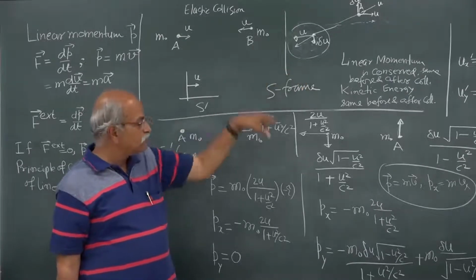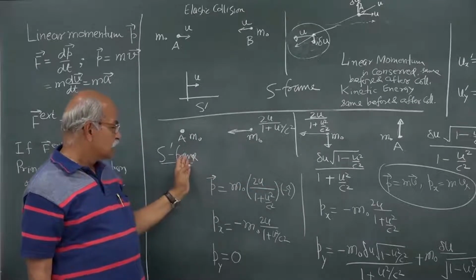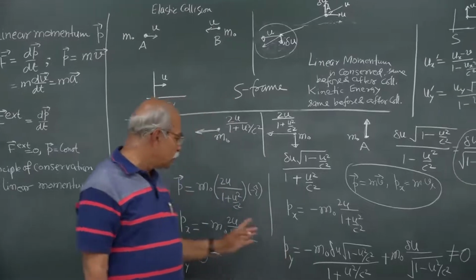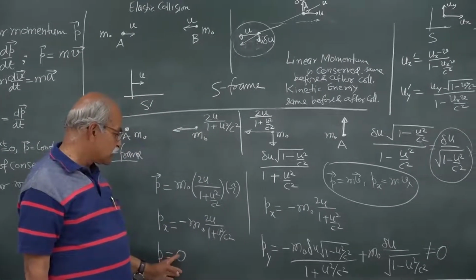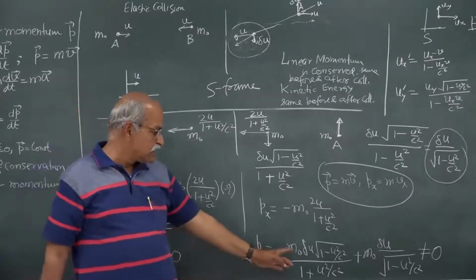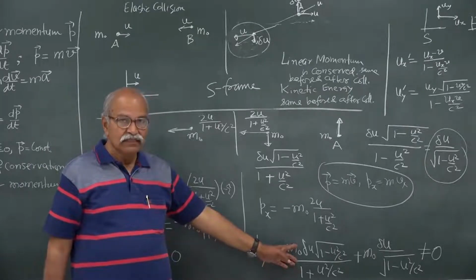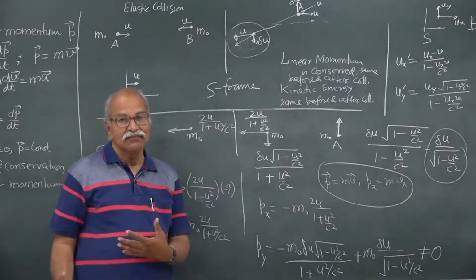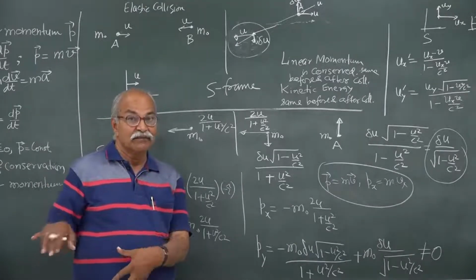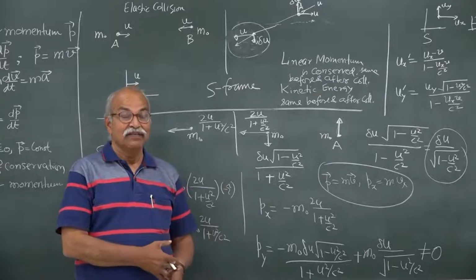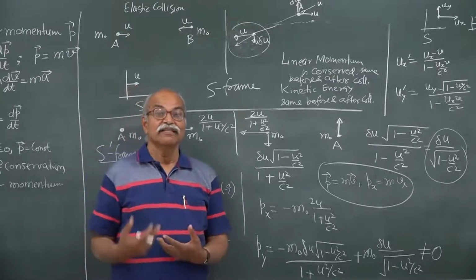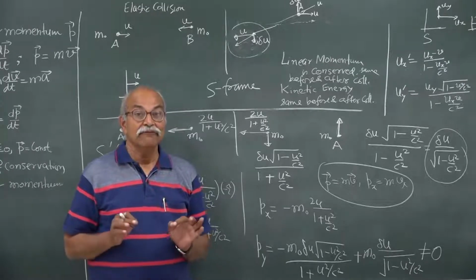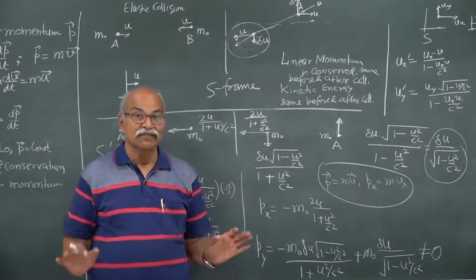But if I go to some other frame, S prime frame, then we saw that the linear momentum before the collision was 0 in y direction, and after the collision it is not 0 in y direction. So, the law of conservation of linear momentum is valid in S frame, not valid in S prime frame, which is against the principle of relativity, that laws of physics have same form in all inertial frames.